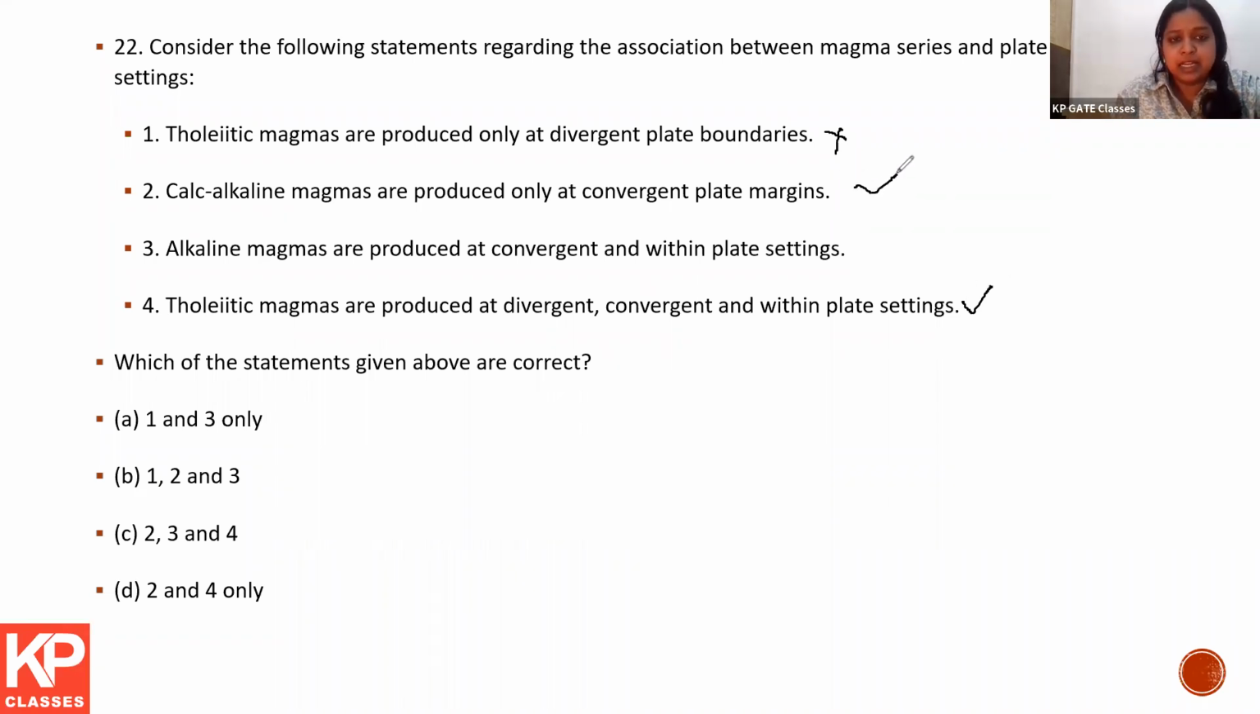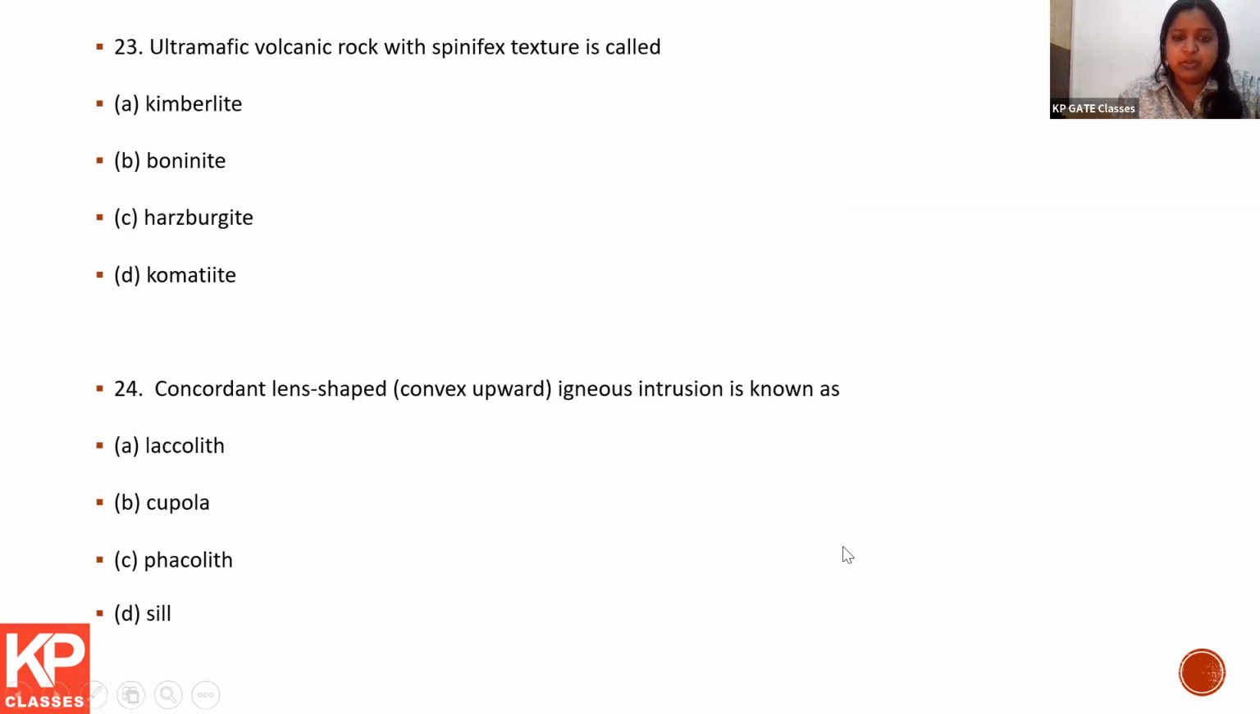And calc-alkaline magmas are produced at convergent plate margins. Alkaline magmas are produced at convergent plate and within plate settings. So statements 2, 3, and 4 are correct. So the option will be C, where 2, 3, 4 are correct and 1 is wrong. If you read 1 and 4, these are the only options. If 1 is correct, 4 should be wrong. So you can apply your common sense and go for the answer. This is also an easy, direct question.